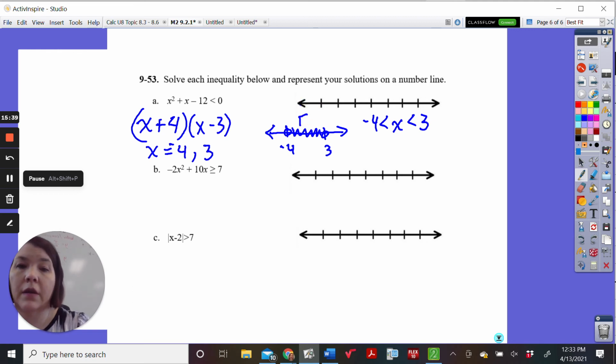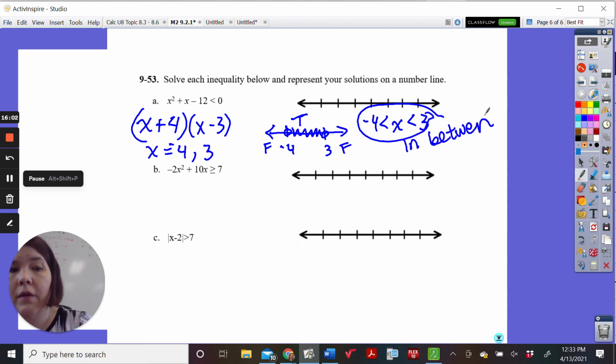Excuse me, I just wrote false. It was true here. I tested 9, and that was 81 plus 9 minus 12, which was clearly way bigger than 0. I tested -9, which was 81 minus 9 minus 12, still way bigger than 0, so it was false in both of these spaces, which left me with the numbers in between. Okay, so that's your clue. Go ahead and try B.